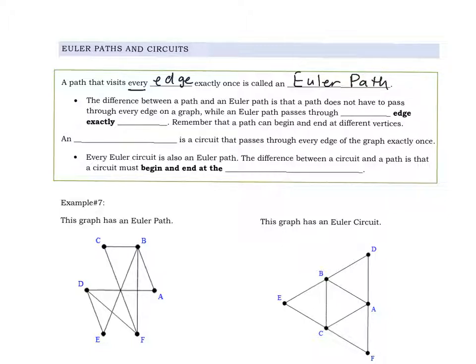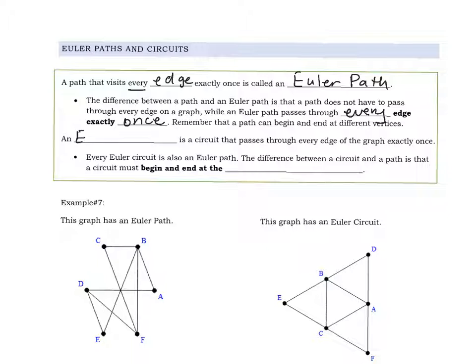So the difference between a path and an Euler path is that a path does not have to pass through every edge on a graph, while an Euler path passes through, again, every edge exactly once. Remember that a path can begin and end at different vertices.